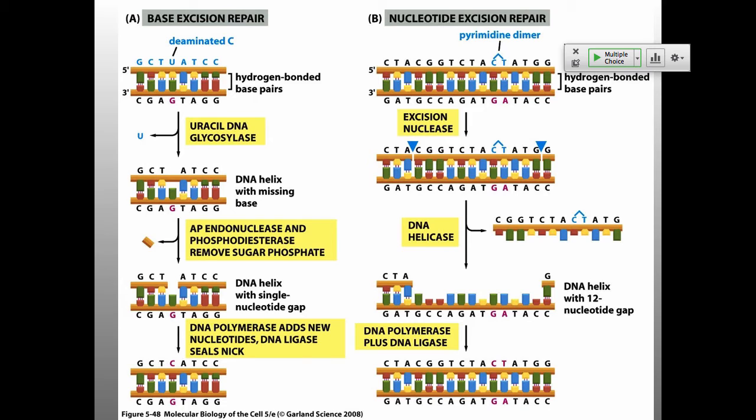So again, it's the structure which is being recognized as being wrong because you're trying to make these base pairs that don't fit properly. And then that can get cut out by a very similar mechanism. It cuts on either side of the mismatch, helicase gets rid of it, and it's resynthesized. So extremely similar process.